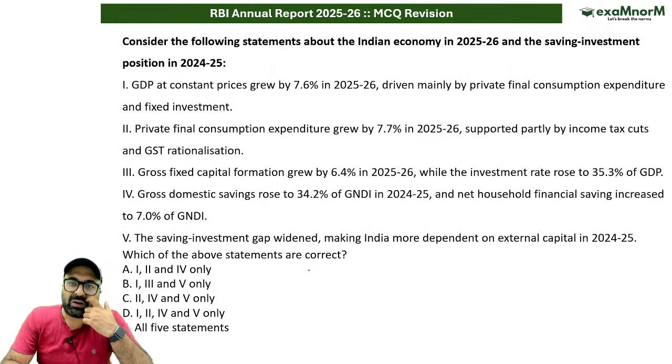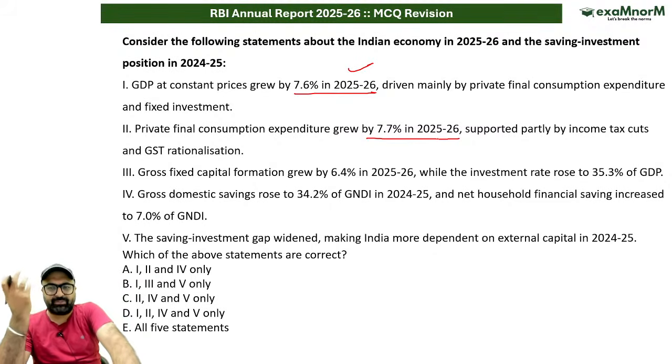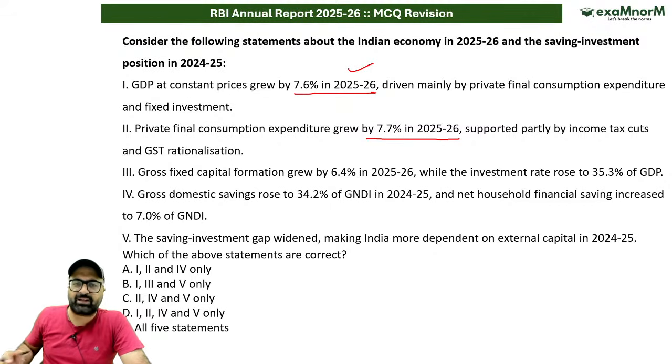अगला क्वेश्चन देखो. Consider the following statement with respect to Indian economy. So GDP at constant price grew by 7.6% in 2025-26. Correct. Private final consumption expenditure grew by 7.7% due to, partly, income tax cut and GST rationalization. That is correct. Gross fixed capital formation grew by 6.4% in 2025-26, while the investment rate increased to 35.3% of the GDP. Is it correct? No, sir, this is wrong.